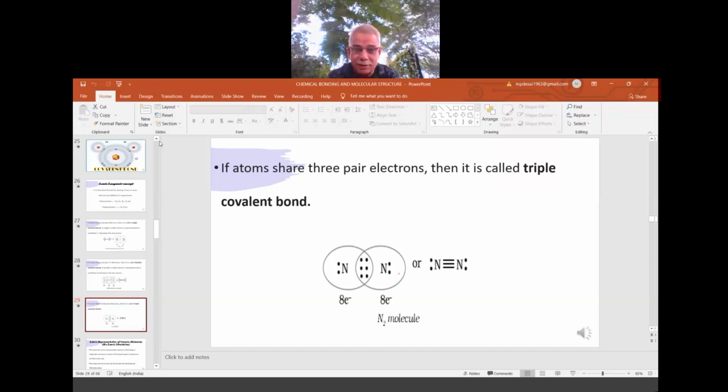Carbon-carbon triple bond is there, N triple bond N is there, C triple bond N is there, C triple bond O is there. Many have triple bonds. So when 3 pairs are shared, depending upon the demand, we have 3 covalent bonds, and that is called a triple covalent bond. Single covalent, double covalent, and triple covalent depend upon the requirement.